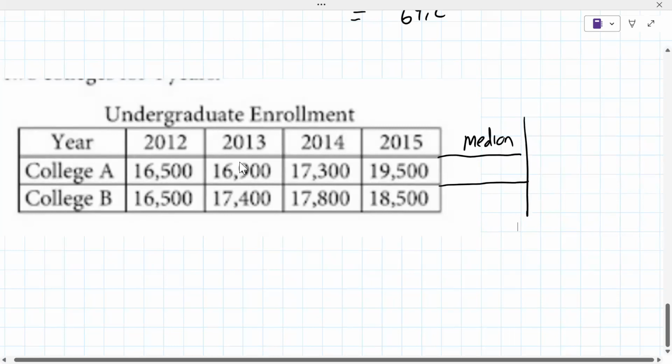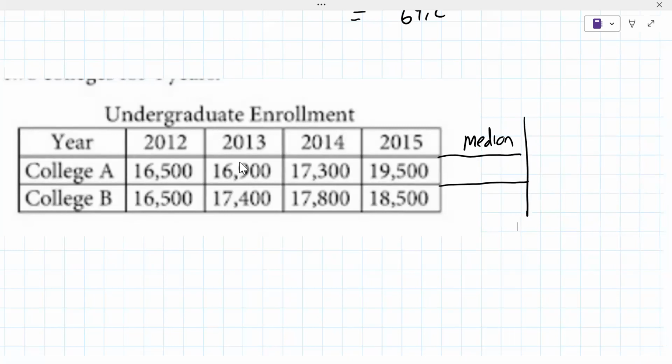No. Okay, so you find the average of the two middle numbers. Like you're supposed to add all of them. No, you're finding the average of the two middle numbers. Here are the two middle numbers. What is the average? Okay, you're supposed to add them. The two middle numbers are 16,900 and 17,300. Yep, add them up and divide by 2.